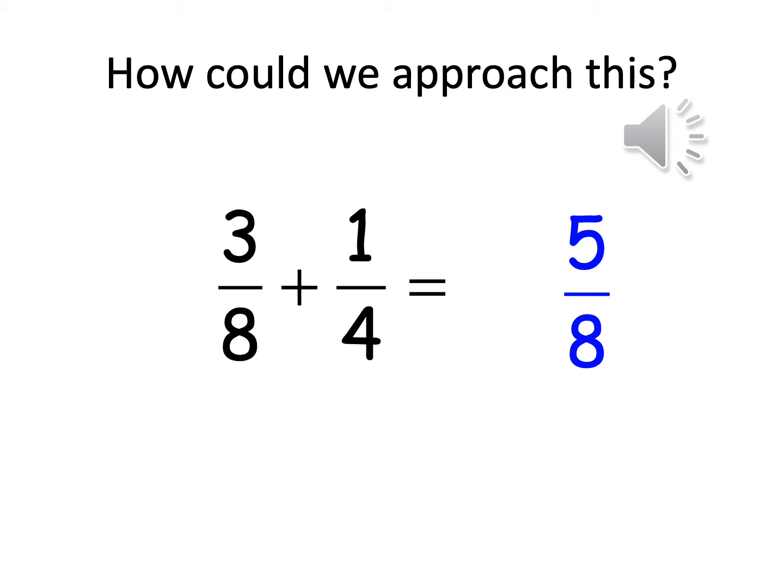Whatever you do to the denominator, you must do to the numerator. So I times 4 by 2 to get 8. So I need to do 1 times 2. 1 times 2 is 2. So now I have 3/8 plus 2/8. The denominators are the same, so I can add it up as we did before. So the answer would be 5/8.